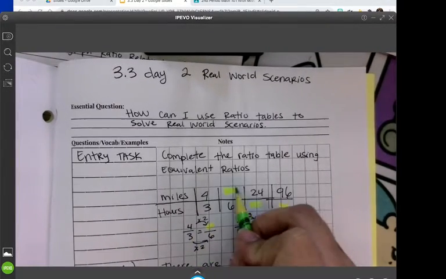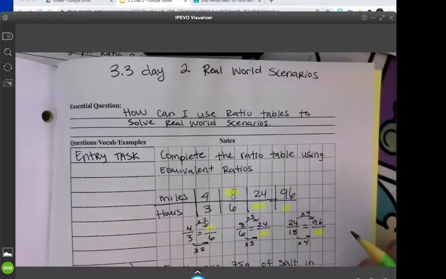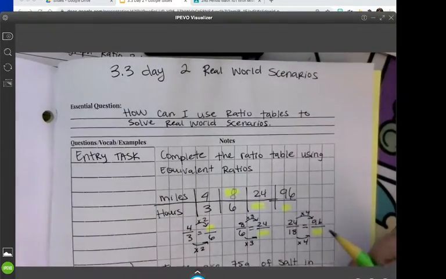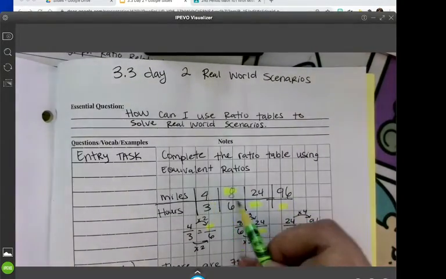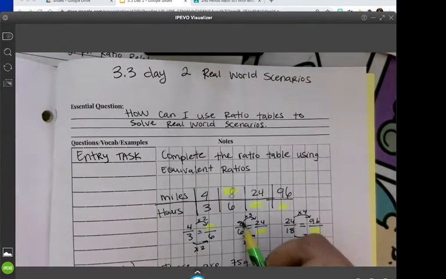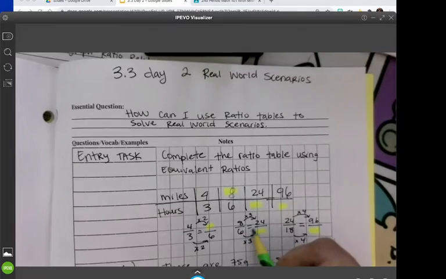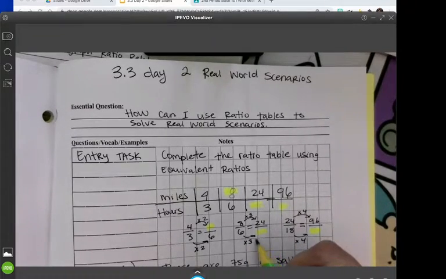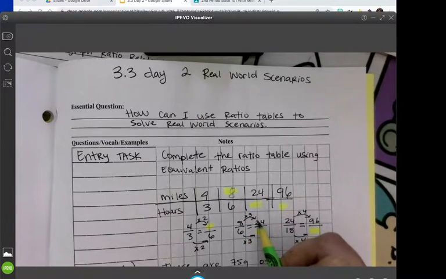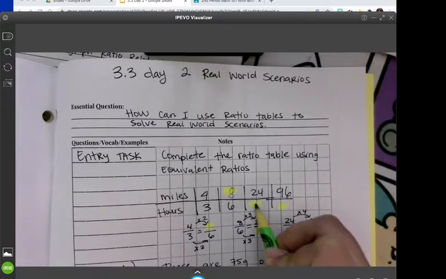And now we can see what's happening. 3 to 6 is times 2. So you must do it to the top. 4 times 2 is 8. We can choose to use 4 to 3, or we could use 8 to 6 because 8 goes into 24 pretty nicely. So 8 to 6 is equal to 24 to blank. 8 to 24, 8 times 3 is 24. And so 6 times 3 is 18.